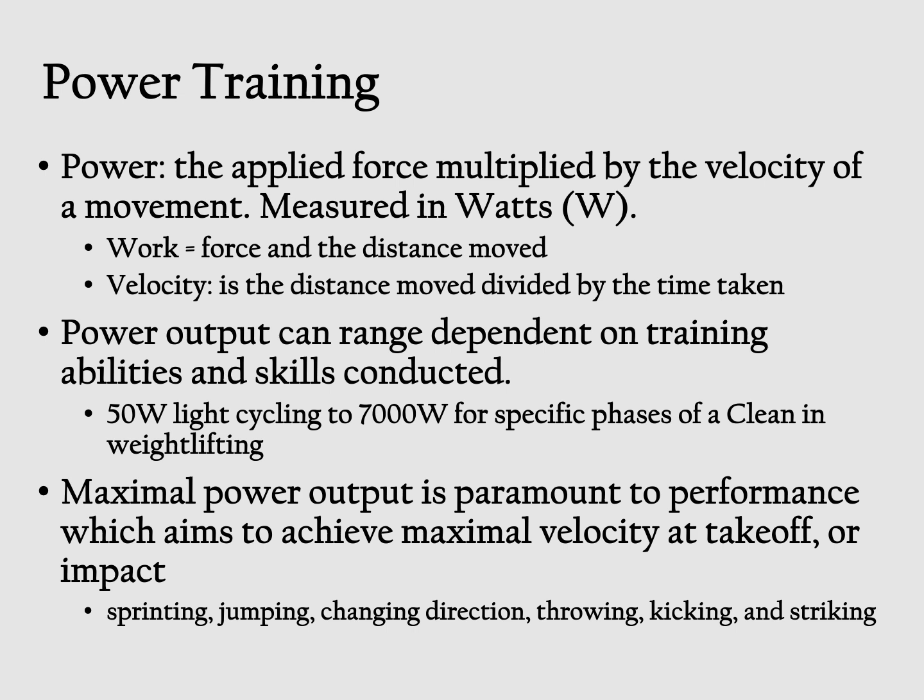The main focus, again, for this chapter is to discuss maximal power output. That is, how can we produce the greatest amount of force to achieve maximal velocity at takeoff or impact during various types of movement, such as sprinting, jumping, changing direction, throwing, kicking, or striking. These movements are critical in sport performance. So to maximize the ability to perform these movements in the weight room and have greatest transfer effect onto the field is going to be key when we're developing a training program.